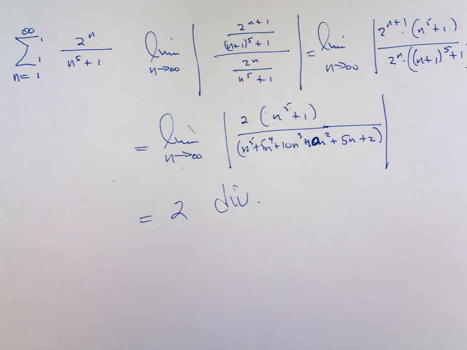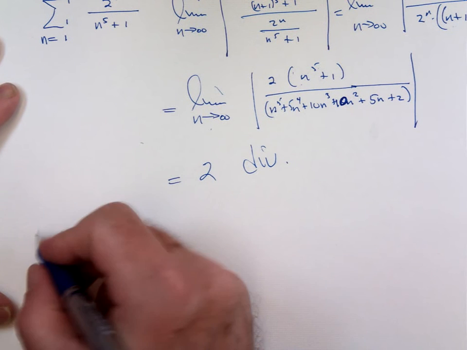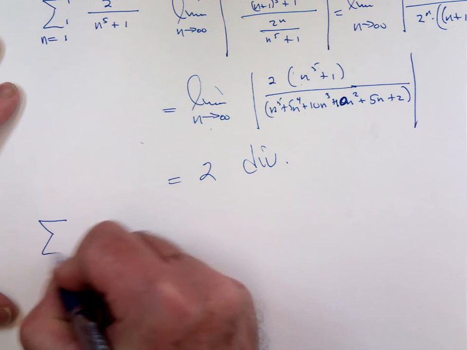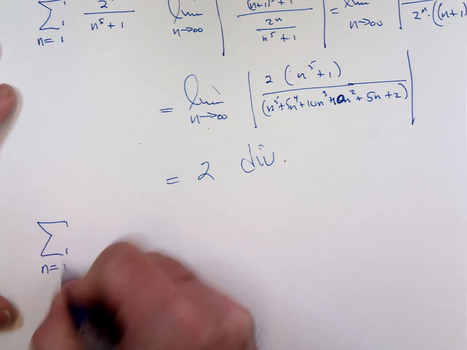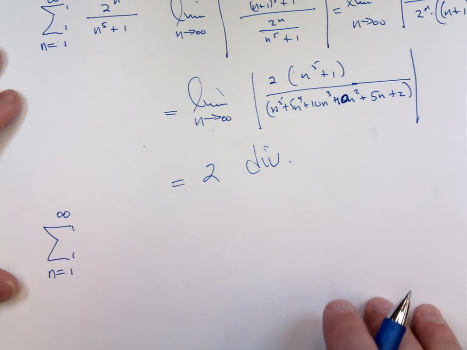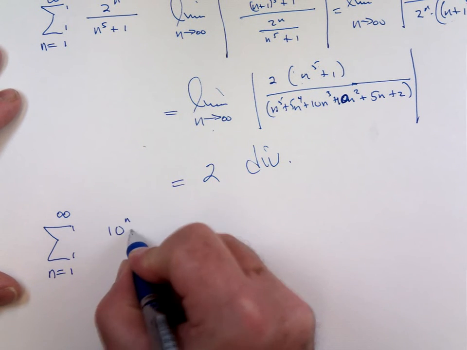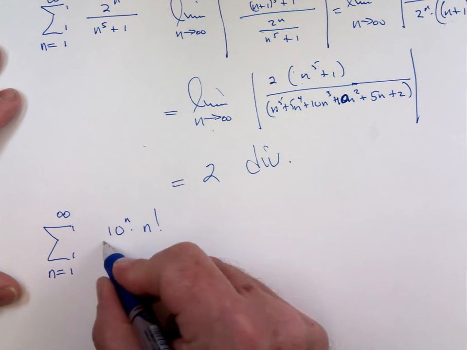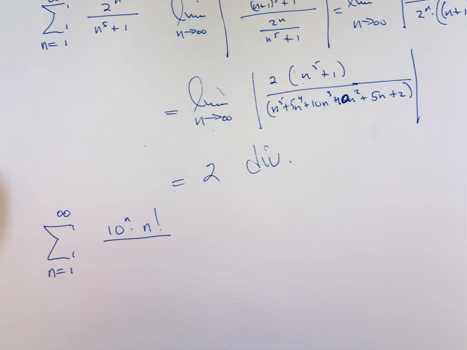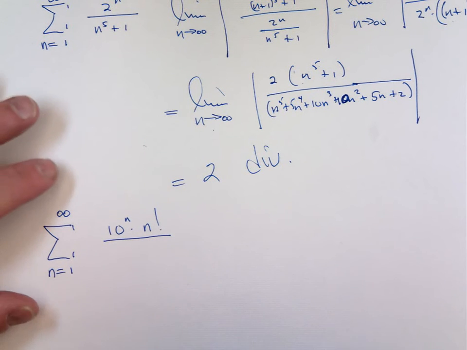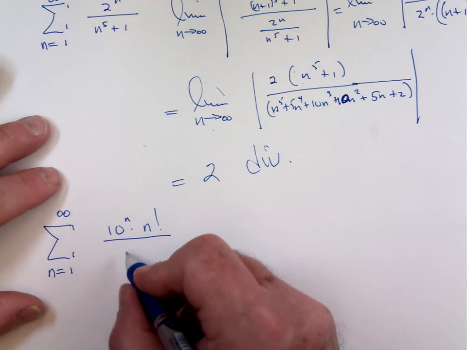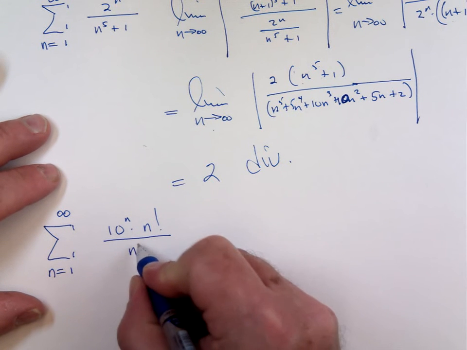But there are some problem series. Let me give you an example of a problem series. Let's suppose we have 10 to the n, n factorial, over something here. Oh, I hate to do this to you guys, but let's do n to the n. This is nasty.